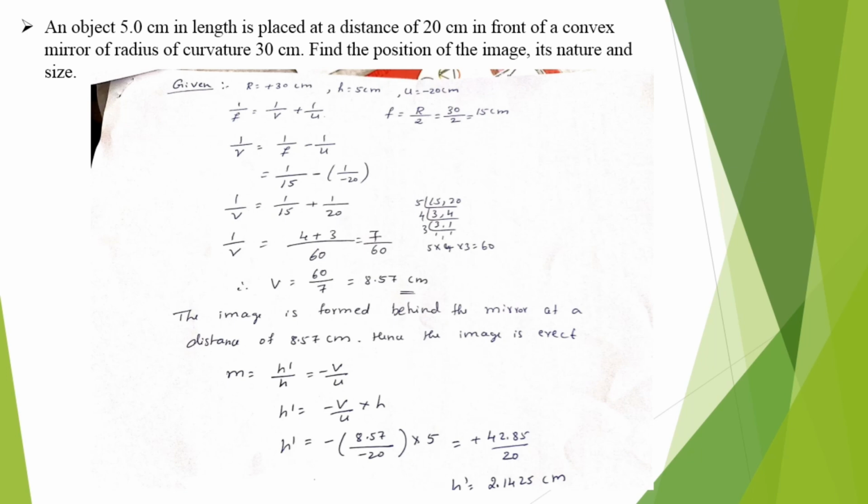Hence the image is erect. M is equal to h dash by h is equal to minus v by u, that is the magnification. So find h dash using minus v by u into h. By substituting the values and calculating, we will get the height of the image as 2.14 centimeter.